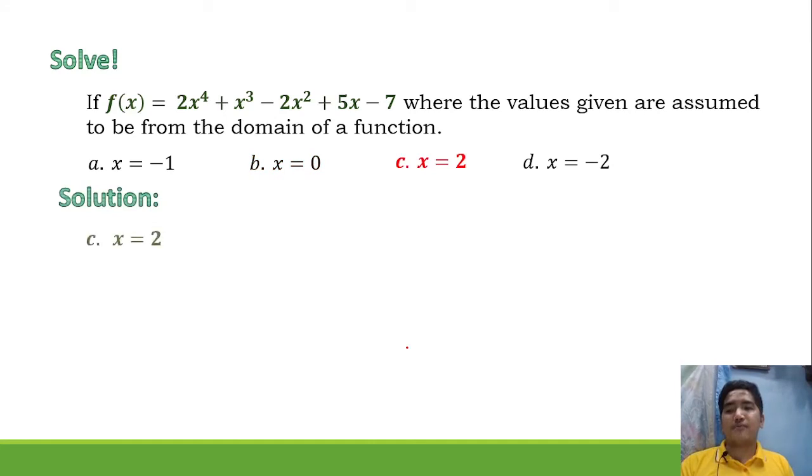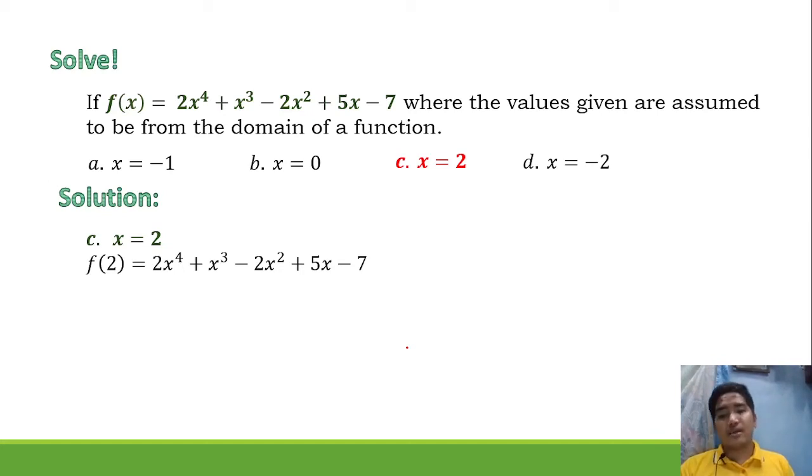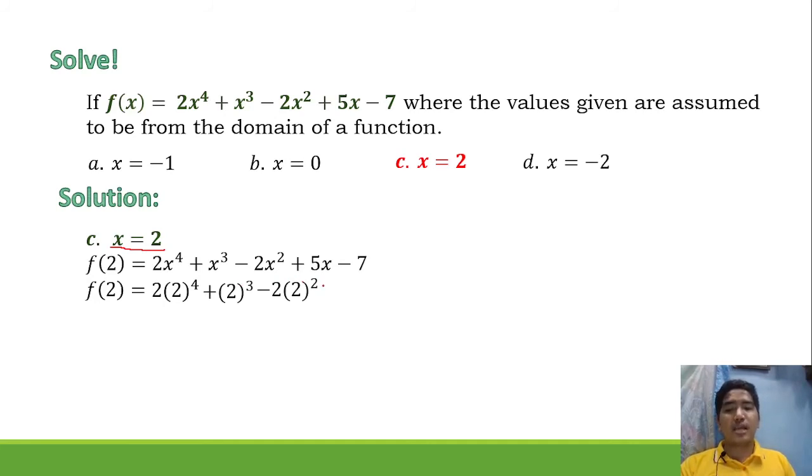Next, for letter C, we have x is equal to 2. So same process, we have f of 2 is equal to 2x to the fourth power plus x cubed minus 2x squared plus 5x minus 7. Then, substitute the value of x which is 2. Okay, sa given condition natin ng letter C, x is equal to 2. So, substitute lang natin. So, we have 2 times 2 to the fourth power plus 2 cubed minus 2 times 2 squared plus 5 times 2 minus 7. And then, we have f of 2.